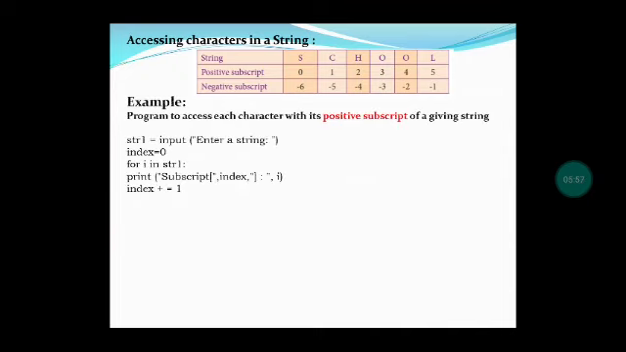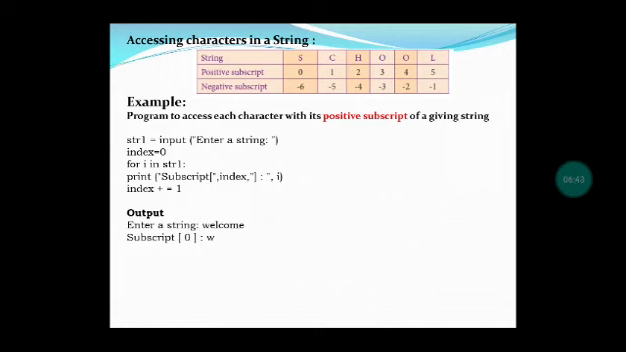Let us see the example for the positive subscript. See the example, str1 equal to input of entire string. We are getting the input from the user. What input have we given? Welcome. Index equal to 0. And for loop, we are giving i in str1. We are printing the subscript of comma index comma. So what is in subscript? First subscript, it is positive, so it starts with 0. So subscript of 0 will take the first letter. As I already said, in School, 0 means S. Welcome, so subscript of 0, what is in 0?